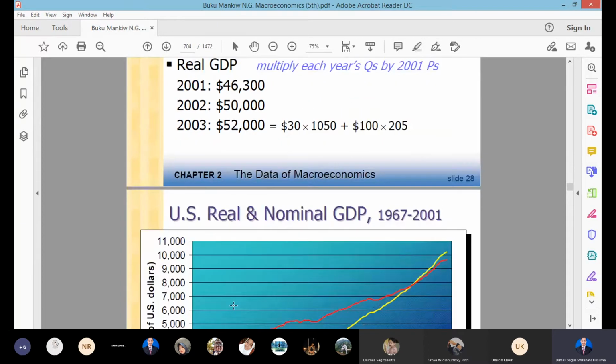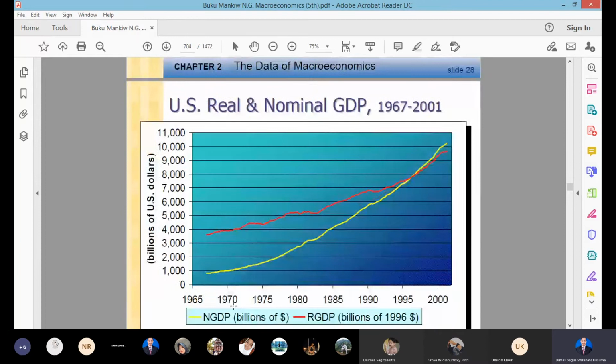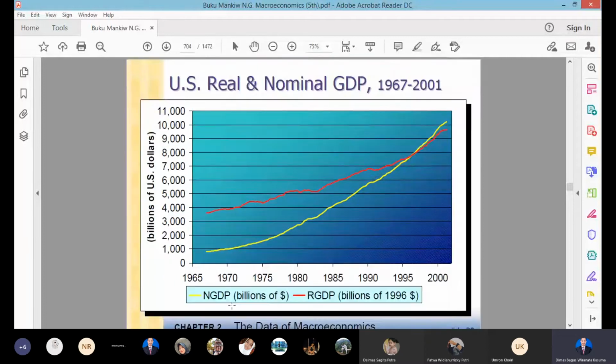So what is the difference between real and nominal GDP? The main difference is that the real GDP uses the base year. And the next one is the difference in the graphs. The red one is the real GDP, and the yellow one is the nominal GDP here.